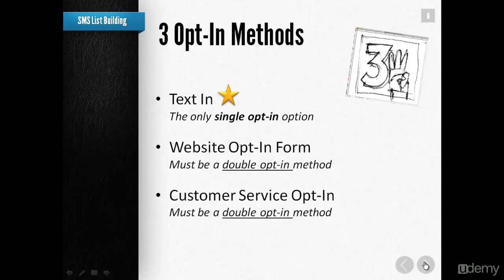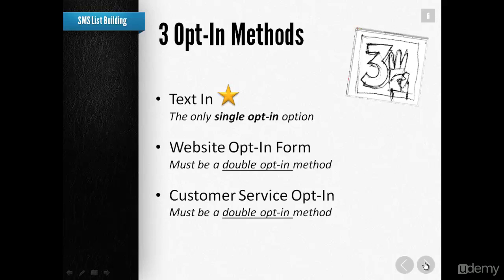One is where people text in. So they actually, from their own phone, text in the keyword to the short or long code, and then it puts them on the list. Now, this is the only way that you can do it as a single opt-in. So they take one action and they're on the list.